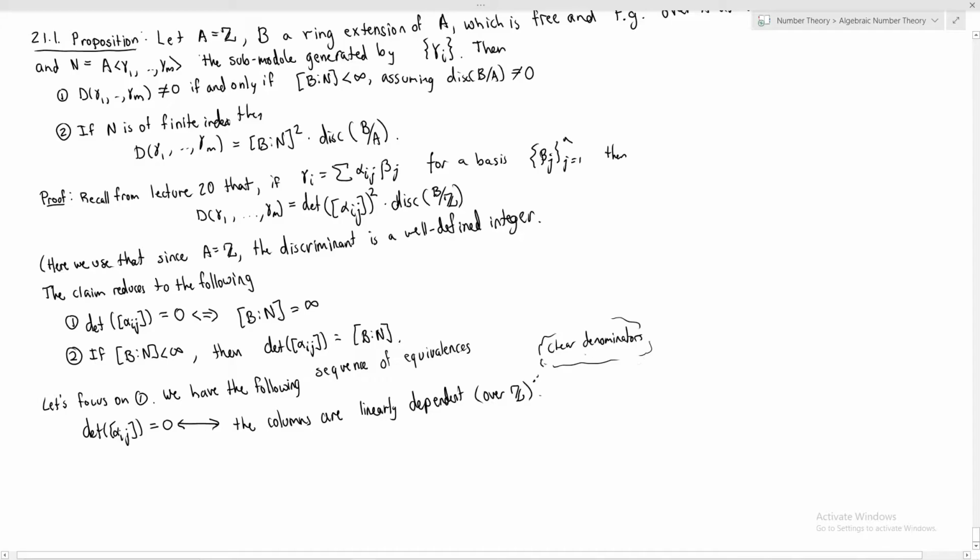Okay. Okay, so what does it mean? What happens when the columns are linearly dependent? I want to say this. Essentially what happens is the rank of the matrix doesn't have full rank. So maybe there's a better way to do this.